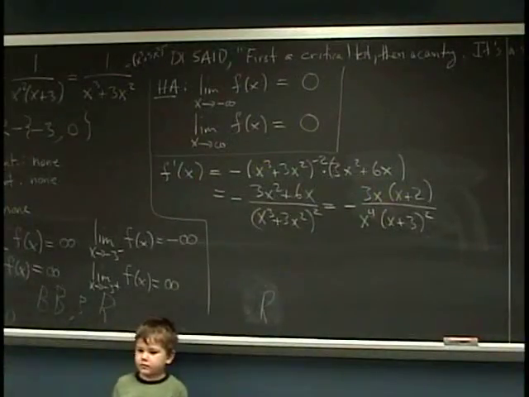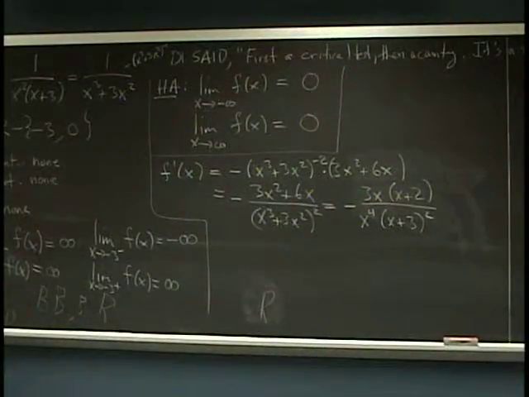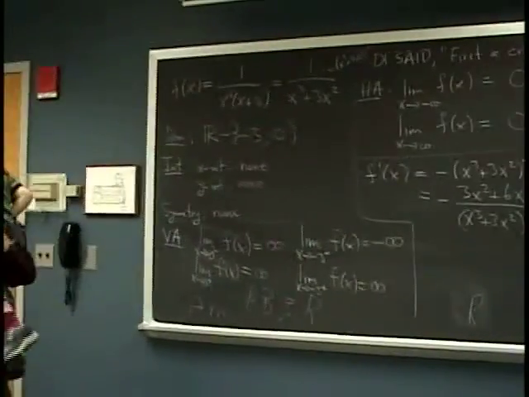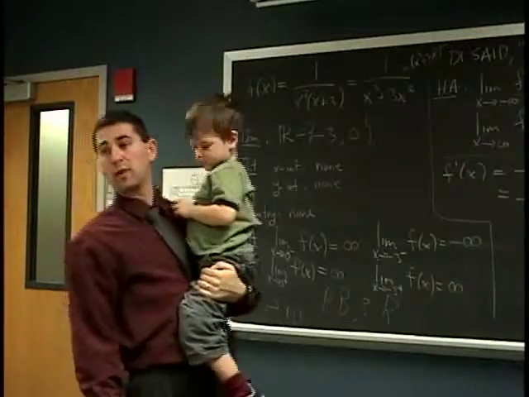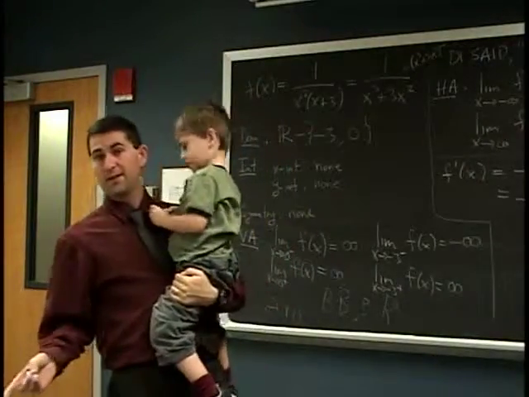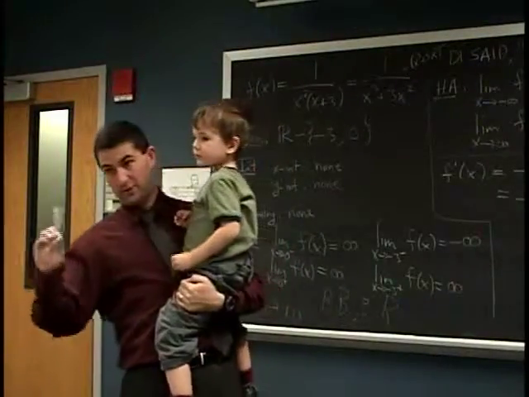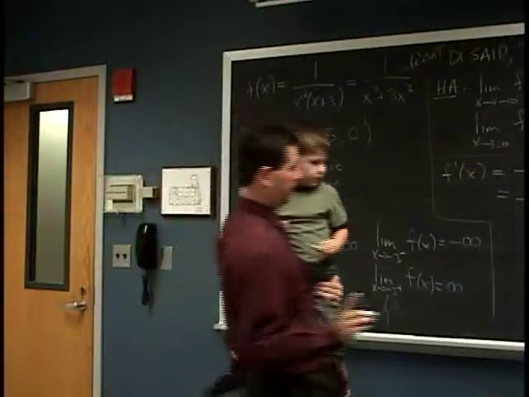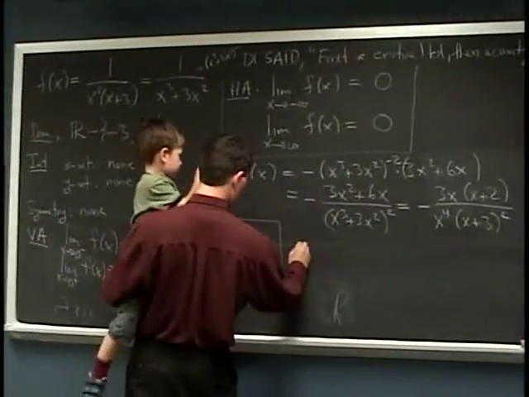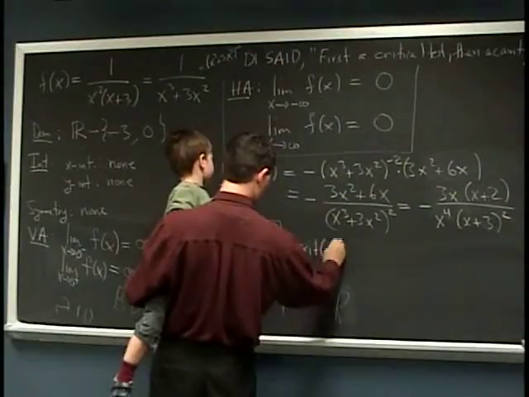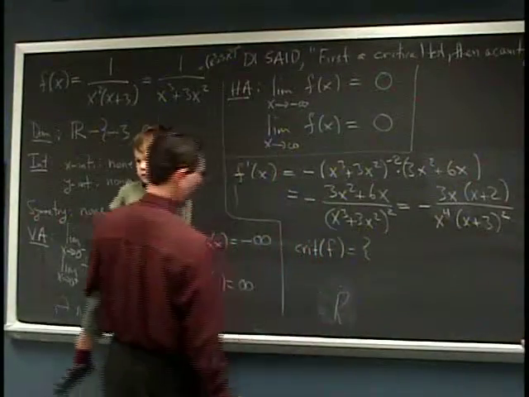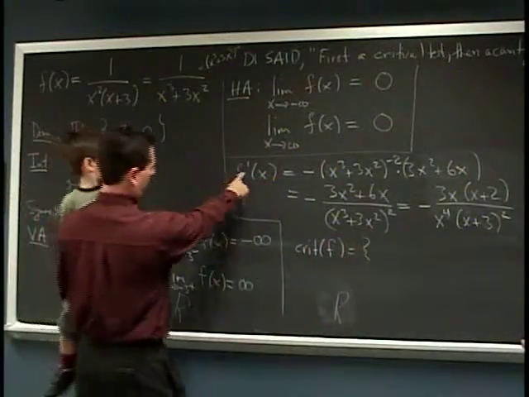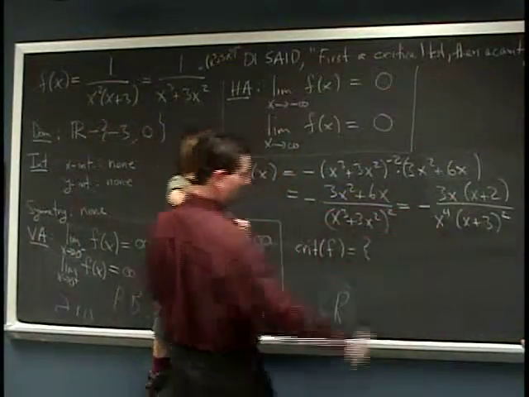Okay, so now what are we interested in? We're interested in the critical numbers. The critical numbers are where the derivative is 0, or where the derivative is not defined but the original function was defined. So let's take a look here. What are the critical numbers of f? Critical numbers of f first are where the derivative is 0. So where am I going to be 0?